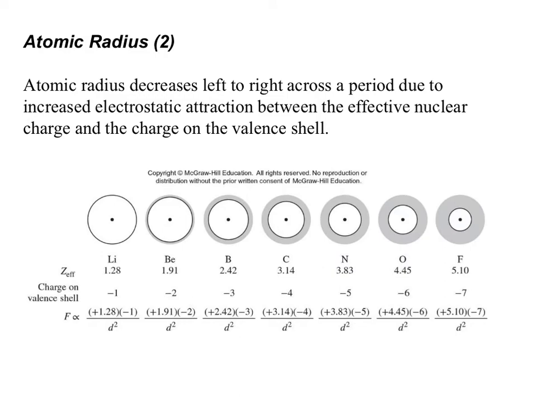Atomic radius decreases left to right across a period due to increased electrostatic attraction between the effective nuclear charge and the charge on the valence shell. Here, using the equation for electrostatic energy, we can show that the increase in the charge of the valence shell, i.e. how many electrons you have, times the effective nuclear charge, which also increases, will cause a larger attraction, which causes the atom to contract.